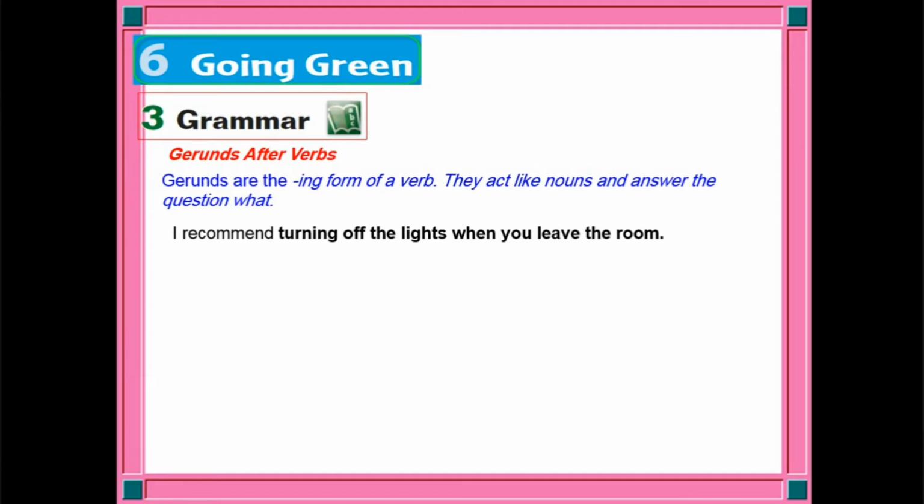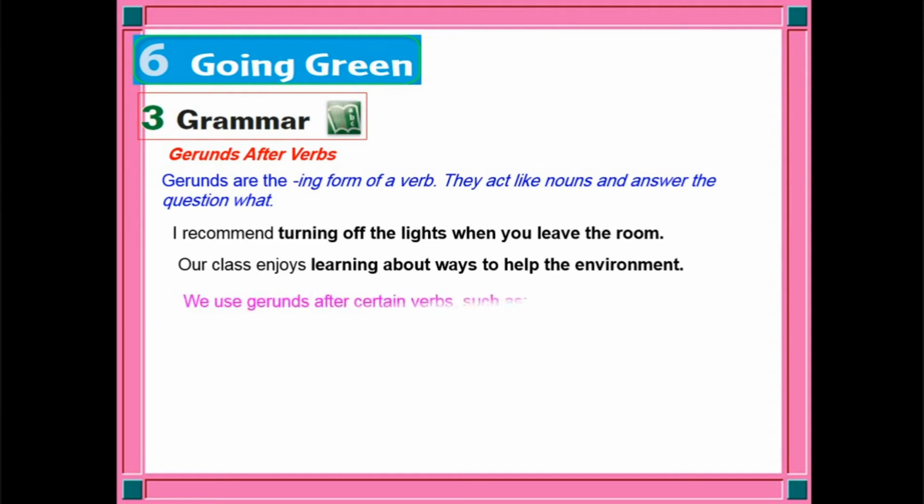أو turn plus ing بنسميه gerund يا شباب. I recommend turning off the lights when you leave the room. Our class enjoys learning about ways to help the environment. بعد كلمة enjoys يا شباب verb plus ing. We use gerunds after certain verbs.